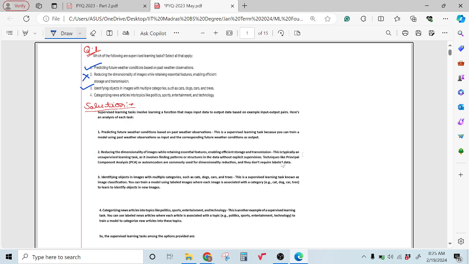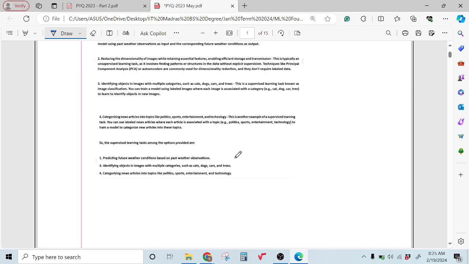And fourth is categorizing news articles into topics like politics, sports, entertainment, and technology. So this is another example of a supervised learning task. You can use labeled news articles where each article is associated with a topic, politics, sports, entertainment, technology, to train a model to categorize new articles into these topics. So the first, third, and fourth are supervised learning tasks. Okay, and proceeding with the next problem.